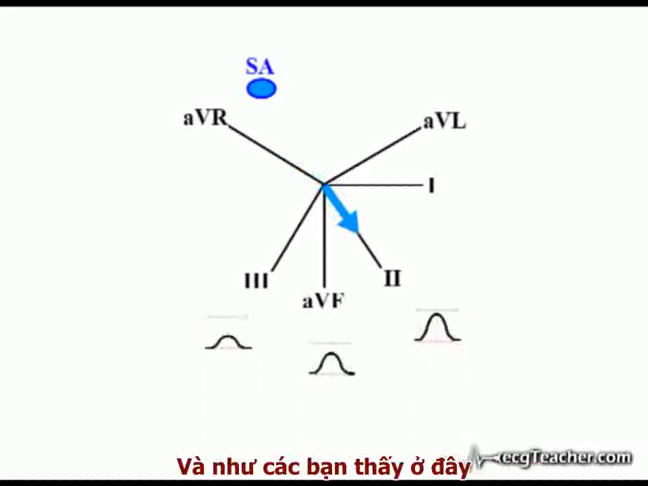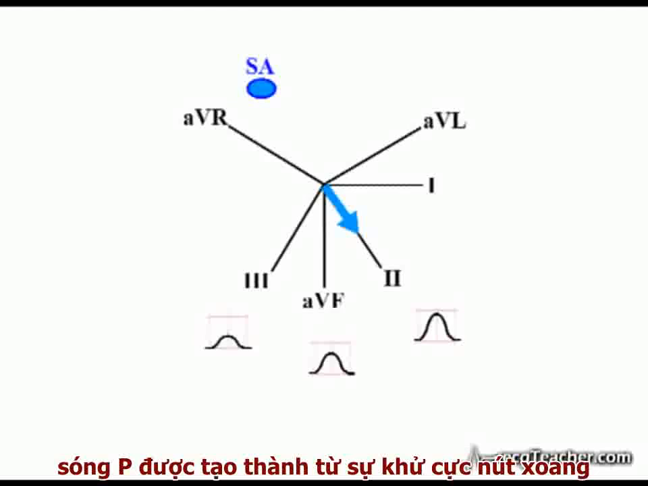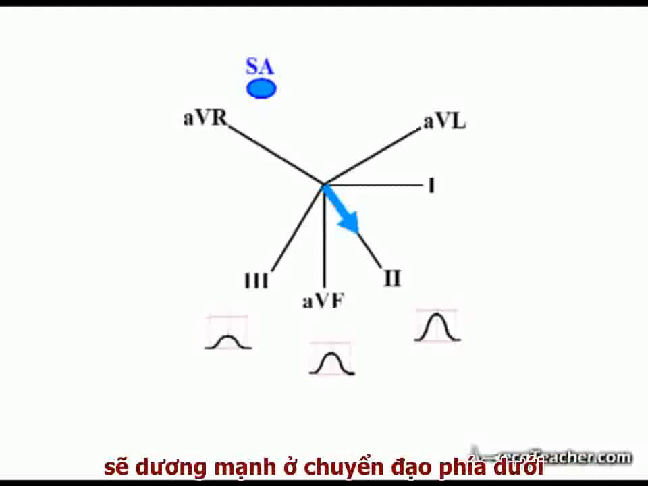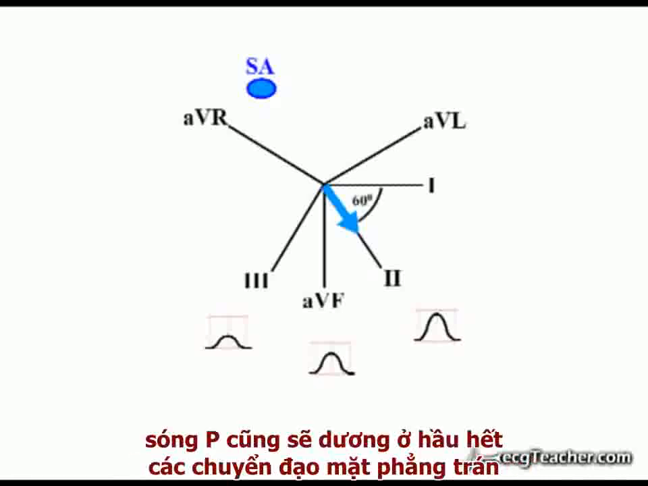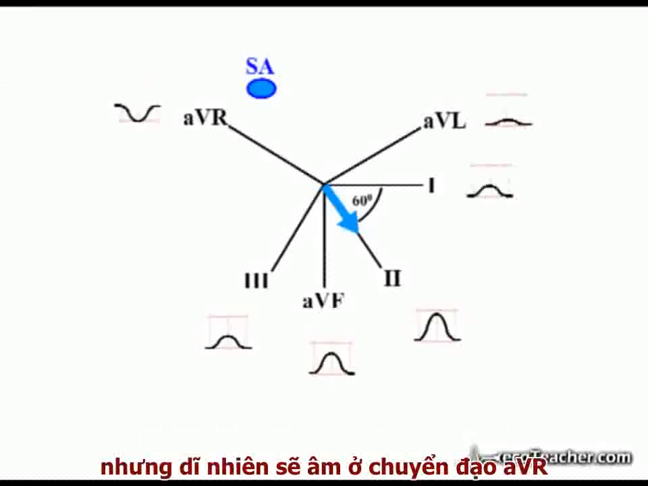Hence, as you can see here, P waves originating from a sinus discharge are usually strongly positive in the inferior leads and tend to be of maximal amplitude in lead 2. Also, with an axis at plus 60 degrees, the P wave is positive in most of the frontal leads, but of course is negative in AVR.